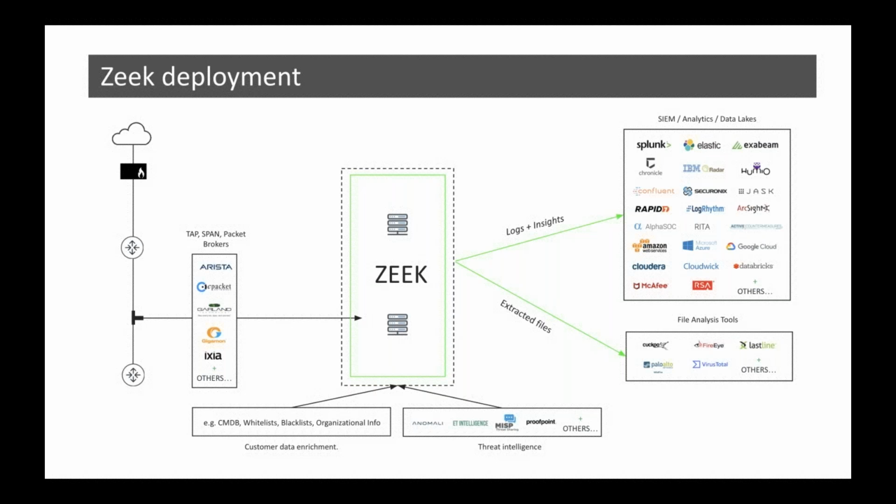And Zeek's super flexible as well in terms of how it can take in data. So intelligence in the form of IOCs can be easily handled within Zeek to do matching, as well as structured data that is not intel. So you can take in things like CMDB information or whitelists or blacklists. All of those can be input into Zeek and then used to help with those detections or enriching the data that's going into the logs.